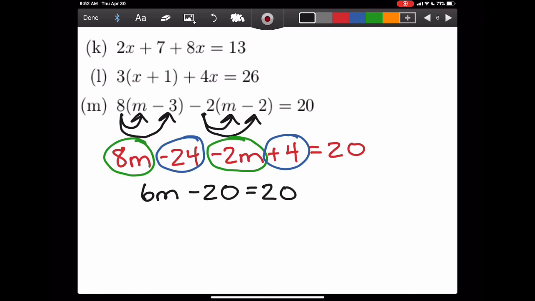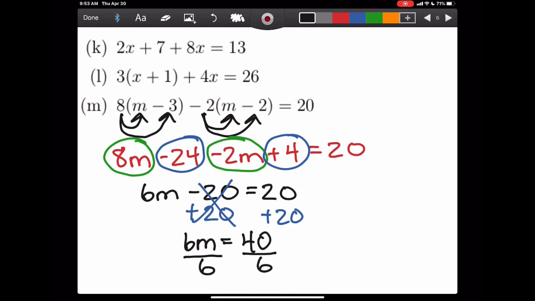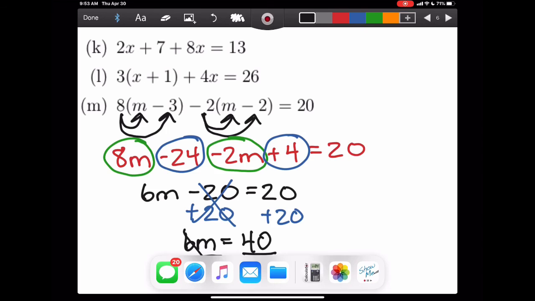Trying to isolate that variable. I'm trying to isolate M. So I'm going to add 20 to both sides of my equal sign. Add 20. These will cancel. I'm going to be left with 6M is equal to 20 plus 20, which will give me 40. I'm going to divide by 6 on both sides. I'm trying to isolate that variable. These 6's will cancel out, and I'm going to be left with M is equal to 40 divided by 6.